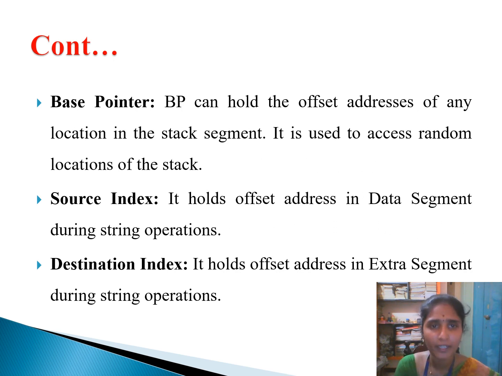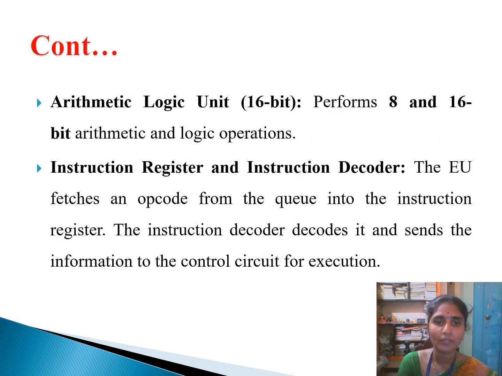Next, base pointer. The base pointer can hold the offset address of any location in the stack segment. It is used to access a random location of the stack. The source index holds the offset address in data segment during string operation. Destination index holds the offset address in extra segment during string operation.